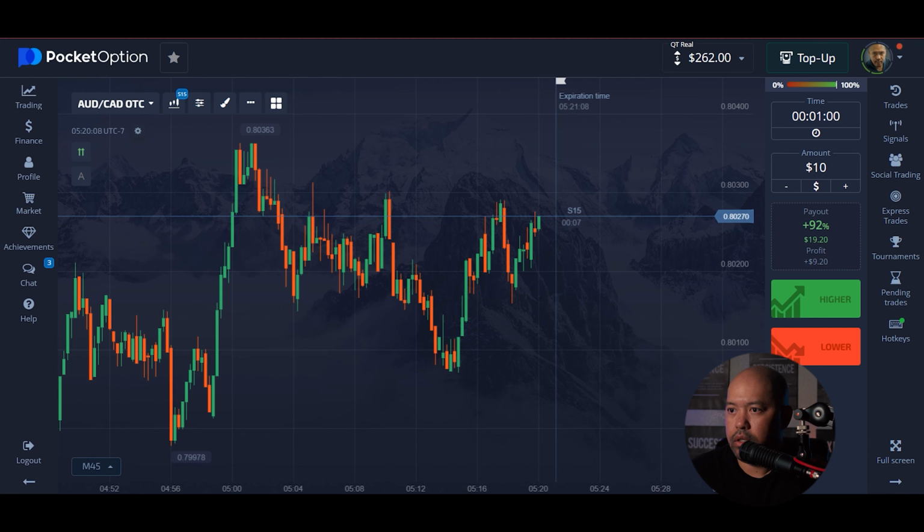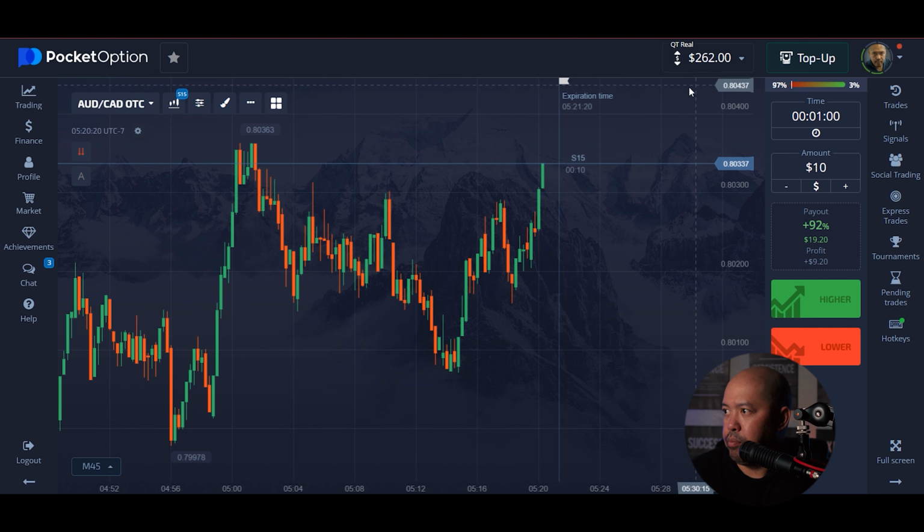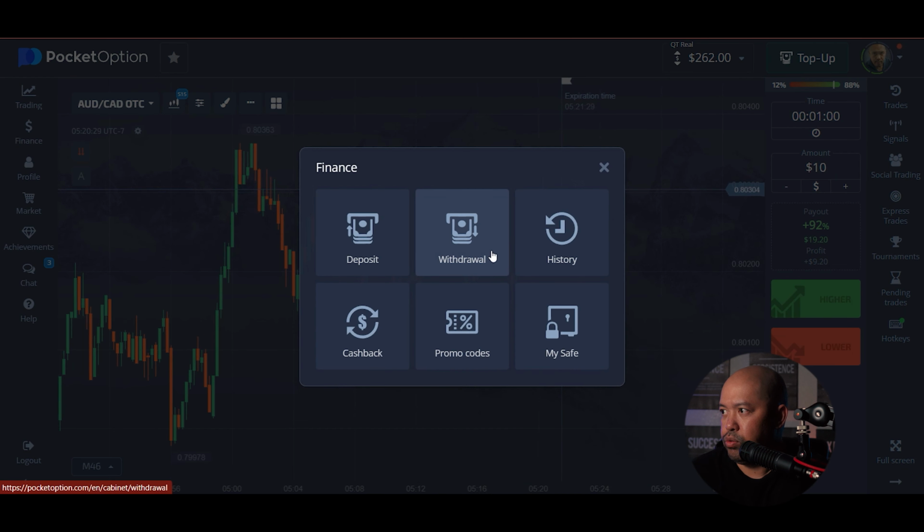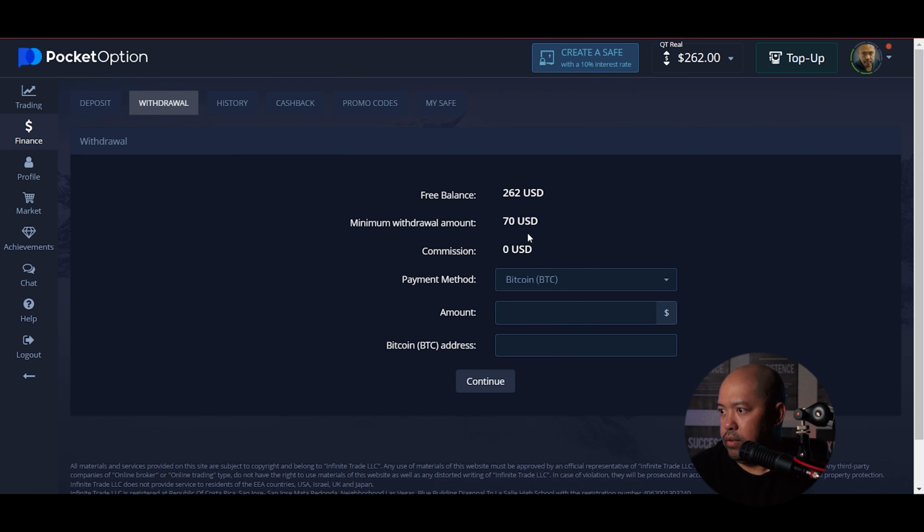Let's go. All right, guys. So as always, we're using Pocket Option. But before I show you guys the strategy and how to use these indicators that I'm going to be using for today, I'm going to do a withdrawal. So currently my balance is $262. So to do a withdrawal, just go to Finance, Withdrawal, and then we'll take out 152.